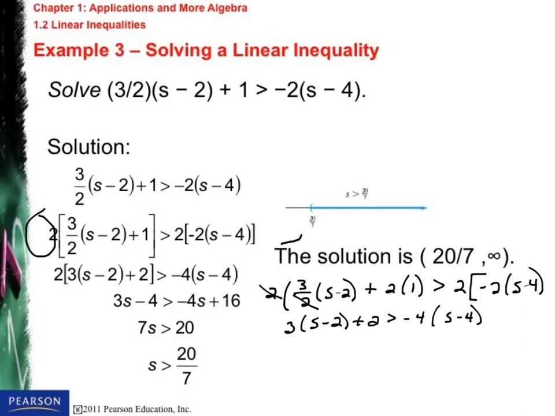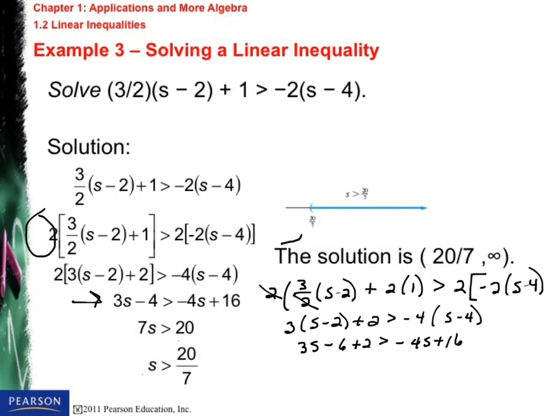Then distributing the 3, you have 3S minus 6 plus 2 is greater than negative 4S plus 16. I always hate S as a variable because my S's look a lot like 5s. So we have 3S minus 4 is greater than negative 4S plus 16. And maybe that explains this a little better. Somehow the way that step is written confuses me. Then we're going to add our 4S across, have 7S, add the 4 across, 20. 7S is greater than 20, so S is greater than 20/7.